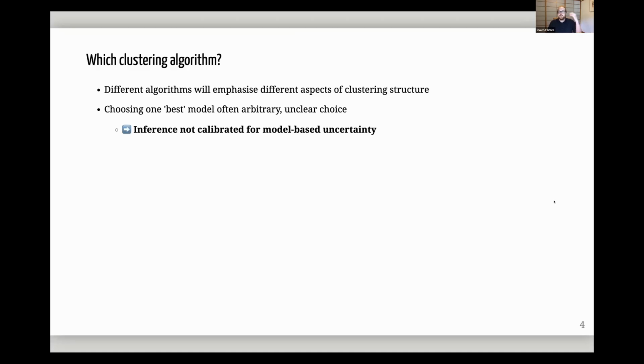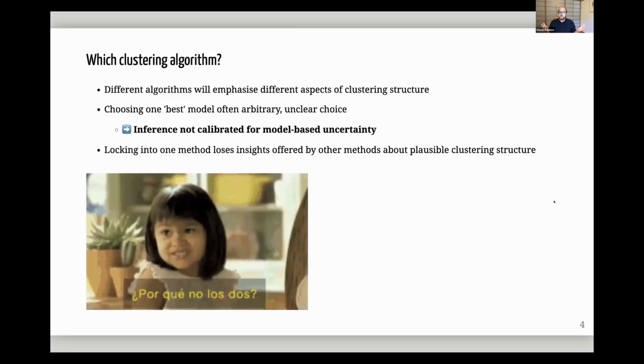When we make inferences based on just choosing one of those models, those inferences aren't going to be calibrated for the model-based uncertainty that arises when you're choosing between those candidate models. And when we lock ourselves into just one of those methods, we lose the insights that we could be gaining from the others about plausible structure. So why don't we combine them?